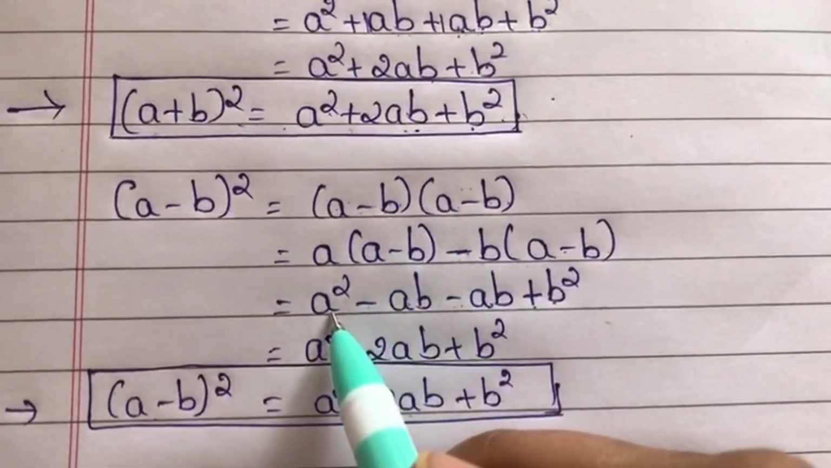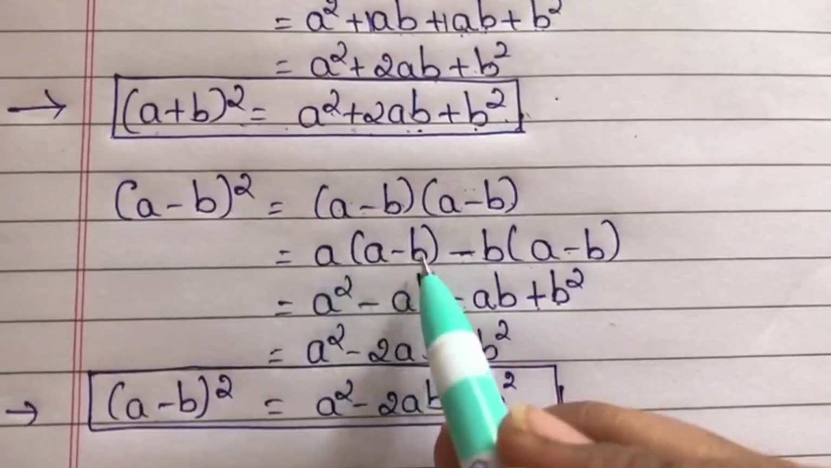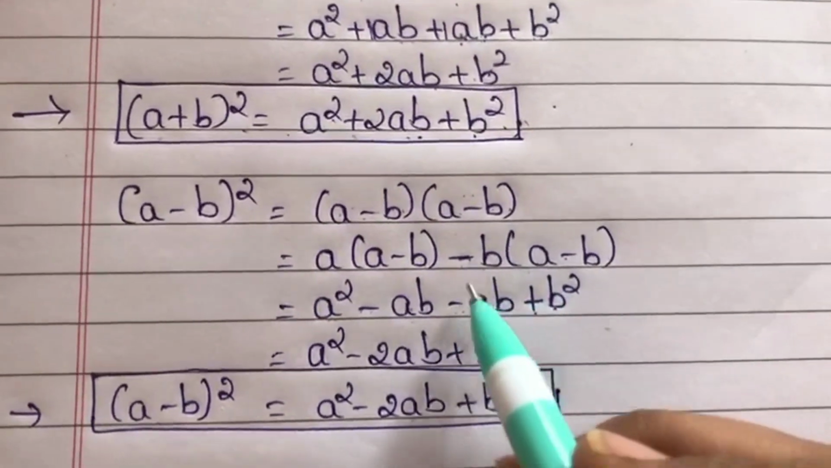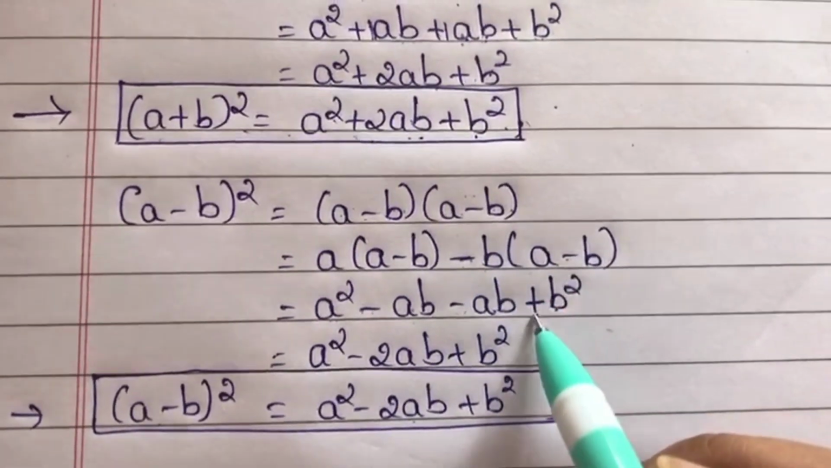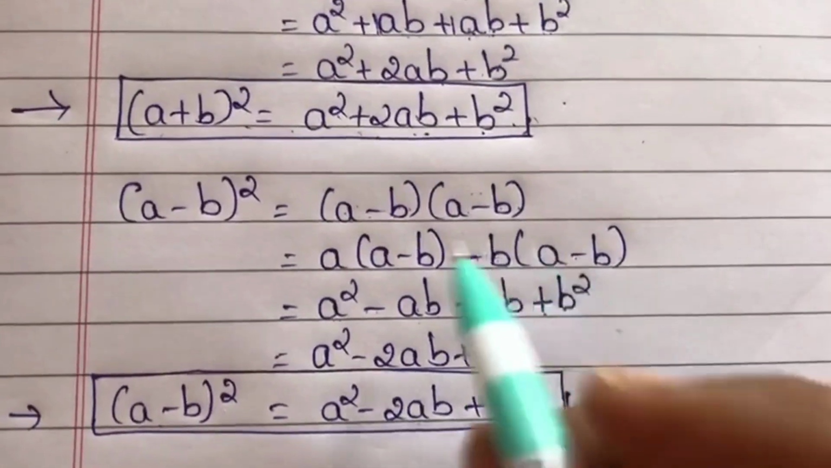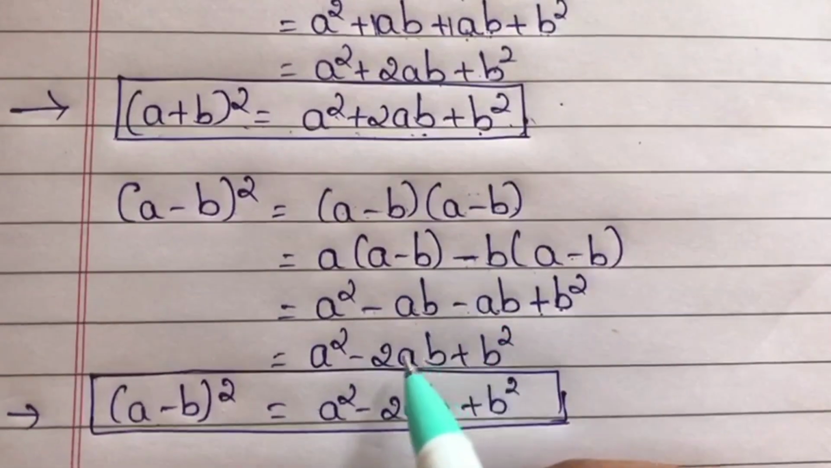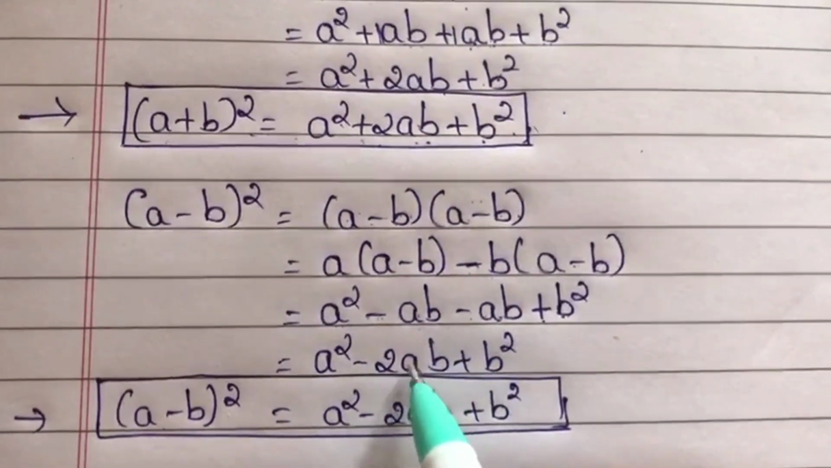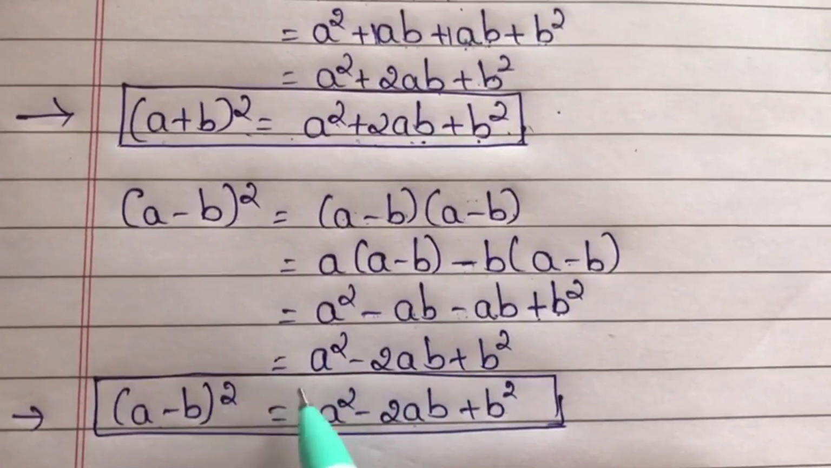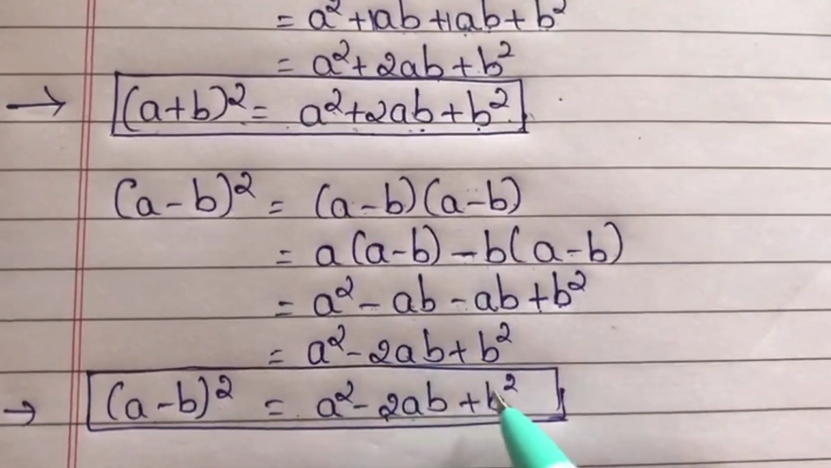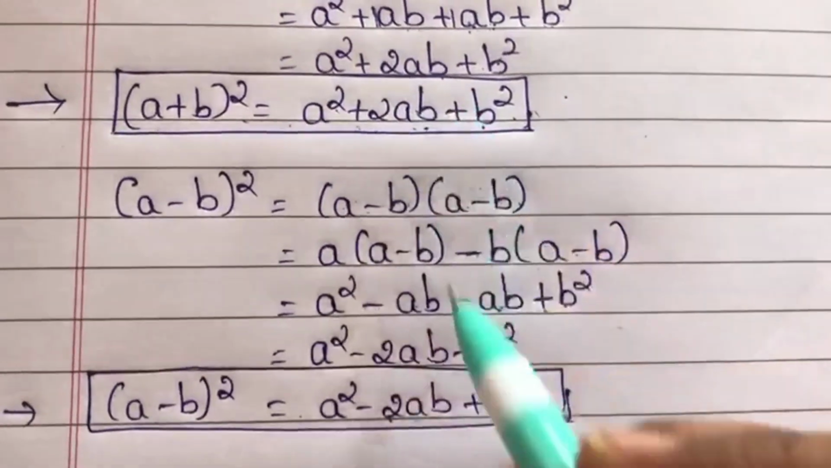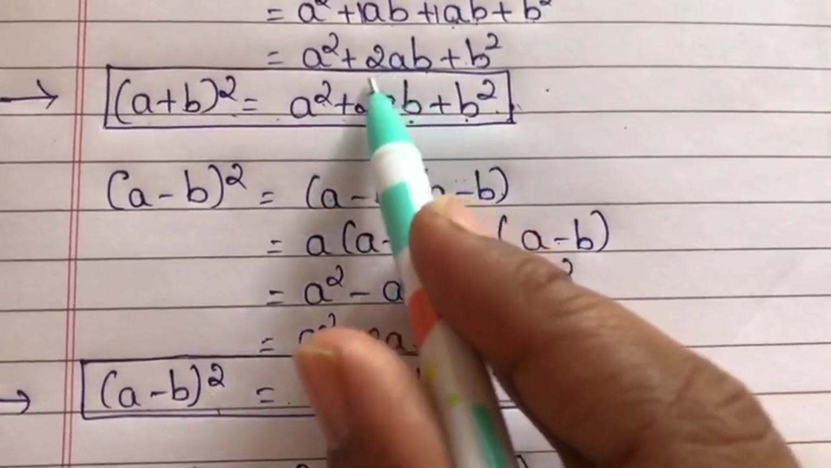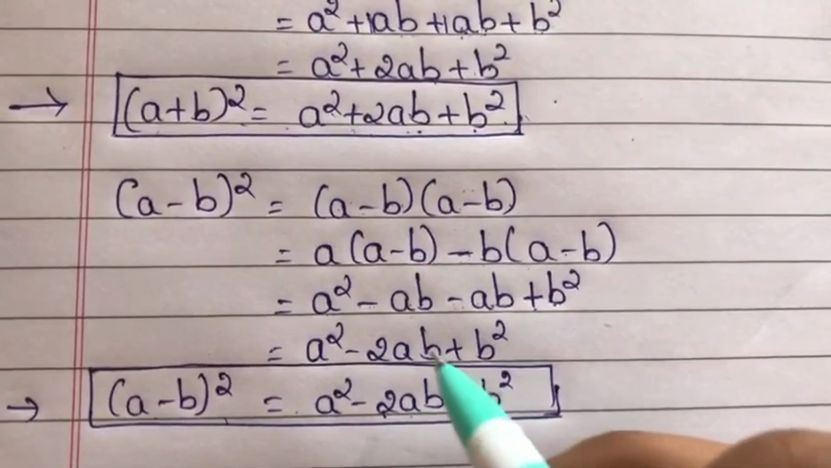A into a will be a square, minus a into b will be ab. Next b into a, that is minus ab. Here minus into minus will be plus and b into b will be b square. Here minus ab minus ab will be minus 2ab, as both are having the same sign we need to add them. So therefore we will get (a minus b) whole square as a square minus 2ab plus b square. You can notice that in (a plus b) whole square and (a minus b) whole square, the only difference is that here we will get plus 2ab, here it will be minus 2ab.